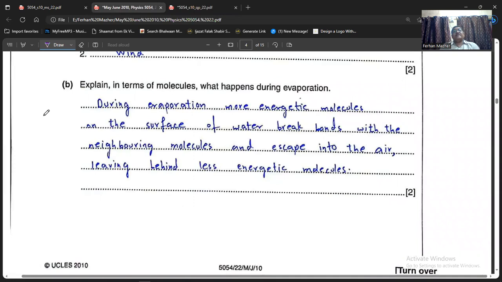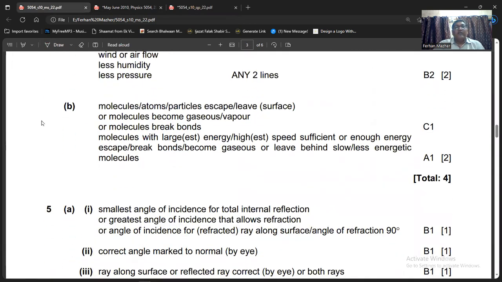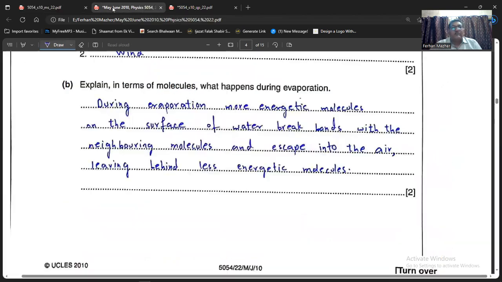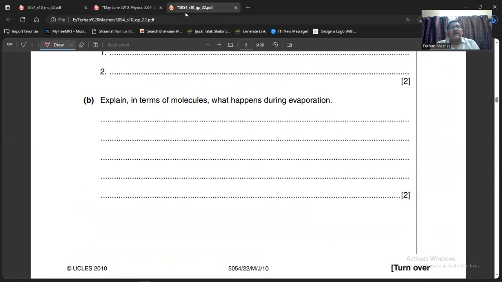During evaporation, more energetic molecules on the surface of the water break bonds with the neighboring molecules and escape into the air, leaving behind less energetic molecules. The marking scheme says: molecules, atoms, particles escape, leave the surface, or molecules become gaseous, vapor, or molecules break bonds. Molecules with the largest energy, higher speed, sufficient or enough energy, escape, break bonds, become gaseous, or leave behind slow or less energetic molecules. So that was question number 4. This is the answer.